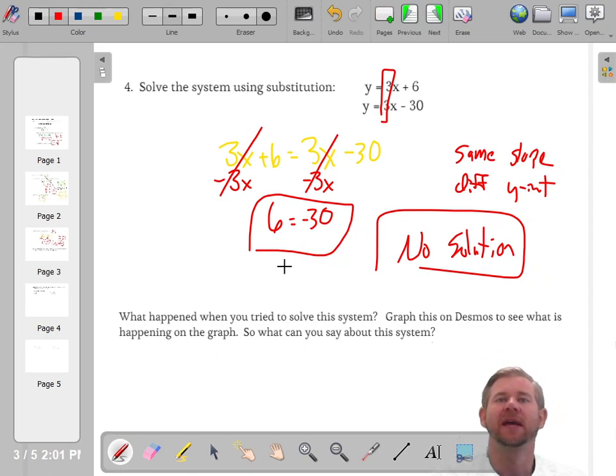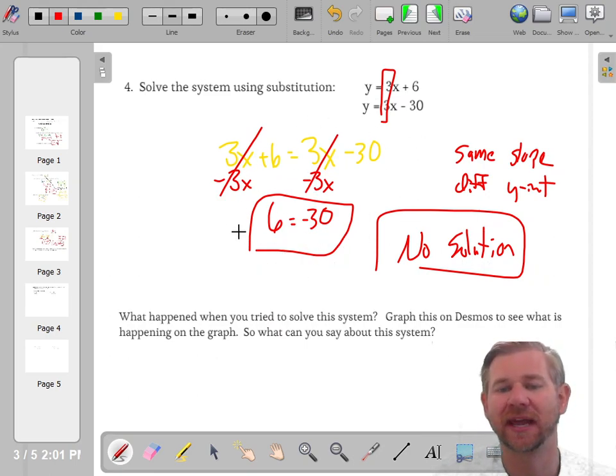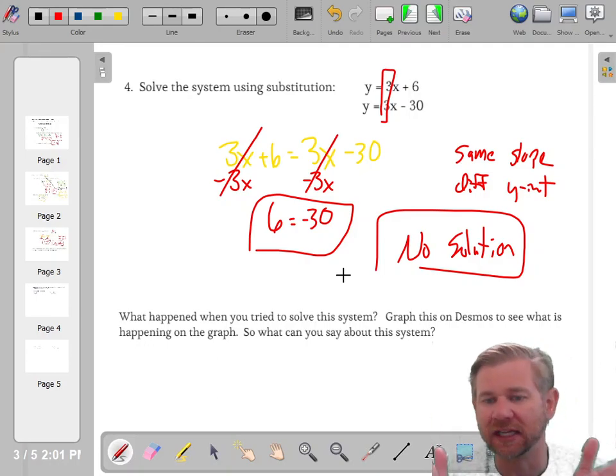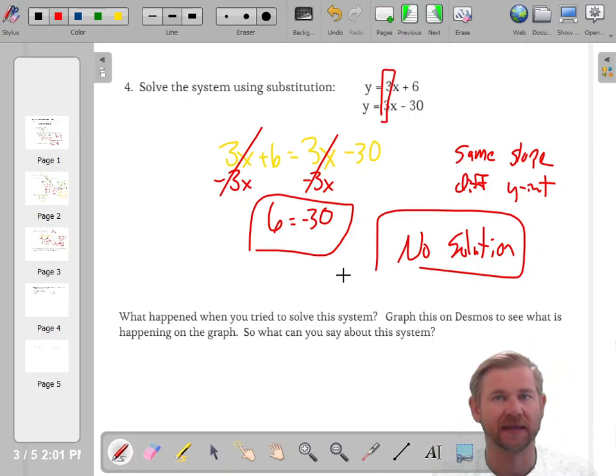And the way that shows up in the algebra is that you get a false statement. You get something that doesn't equal itself. You get something weird. Okay, so that's one of the weird cases.